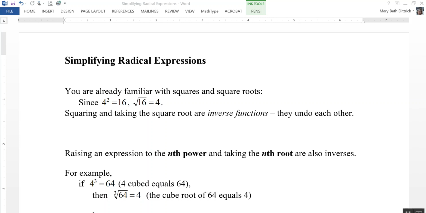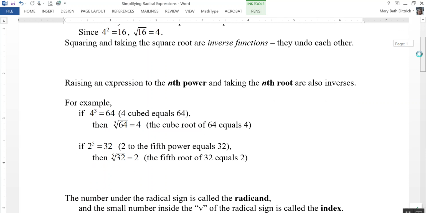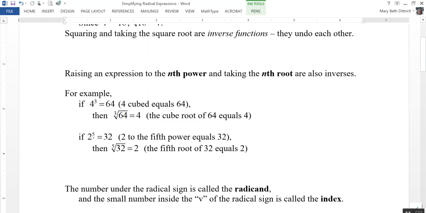Raising an expression to the nth power and taking the nth root are also inverses. For example, if 4 cubed is equal to 64, then the cube root of 64 is equal to 4. And if 2 to the 5th power is equal to 32, then the 5th root of 32 is equal to 2. The number under the radical sign is called the radicand, and the small number inside the little v of the radical sign is called the index.